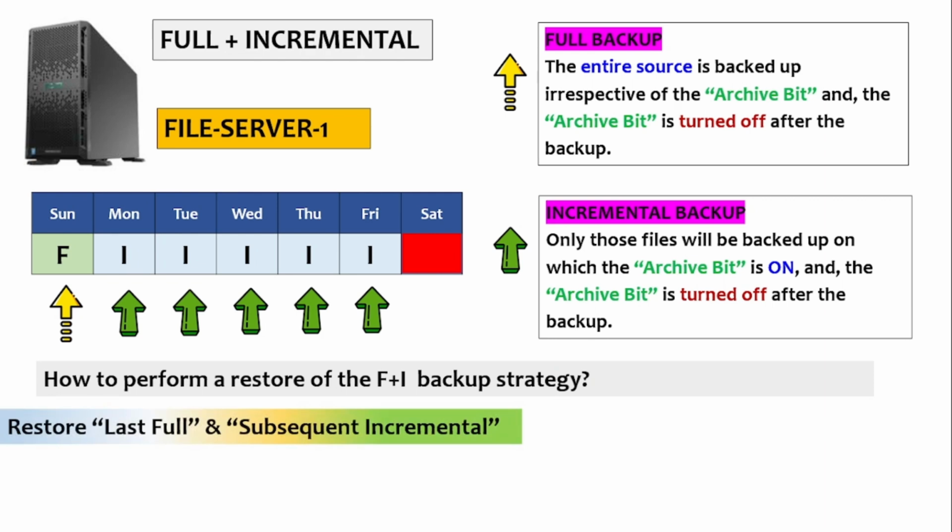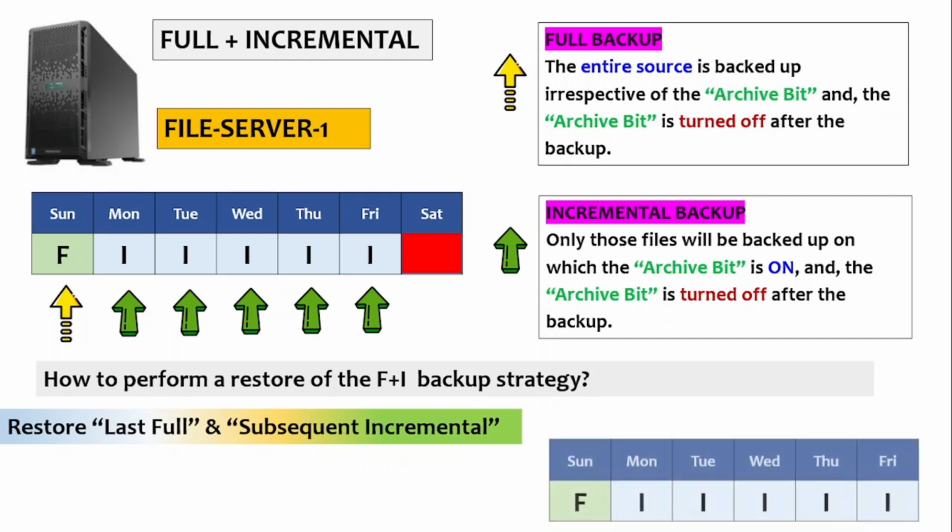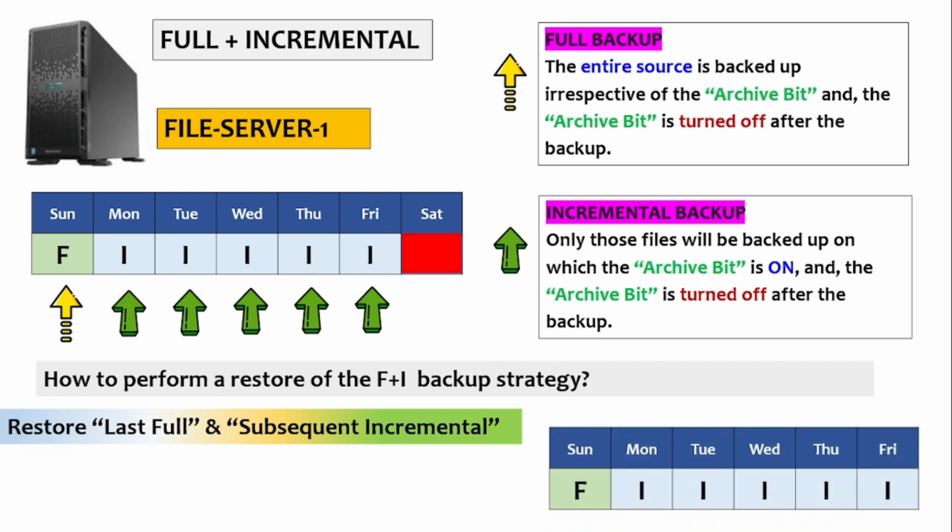So we need to restore the last full and the subsequent incremental backups. Last full, so Sunday full, and subsequent incremental. So we have to restore Sunday full, then Monday incremental, then Tuesday incremental, Wednesday, Thursday and Friday, then the server will be up to date. So it's somewhat like this.